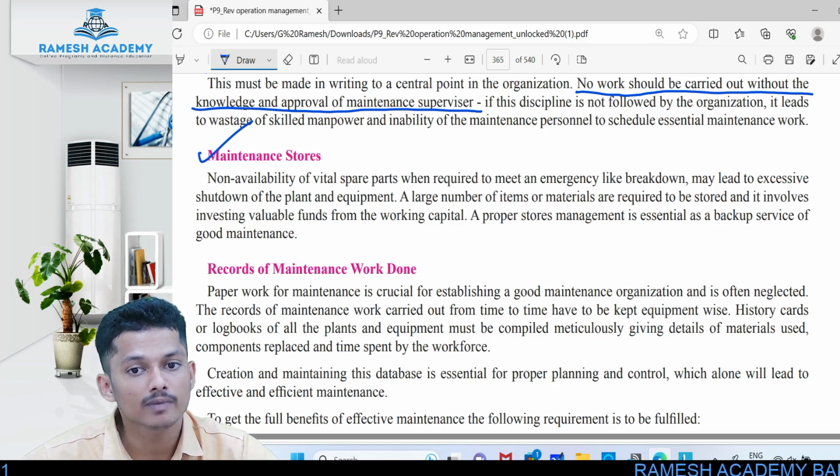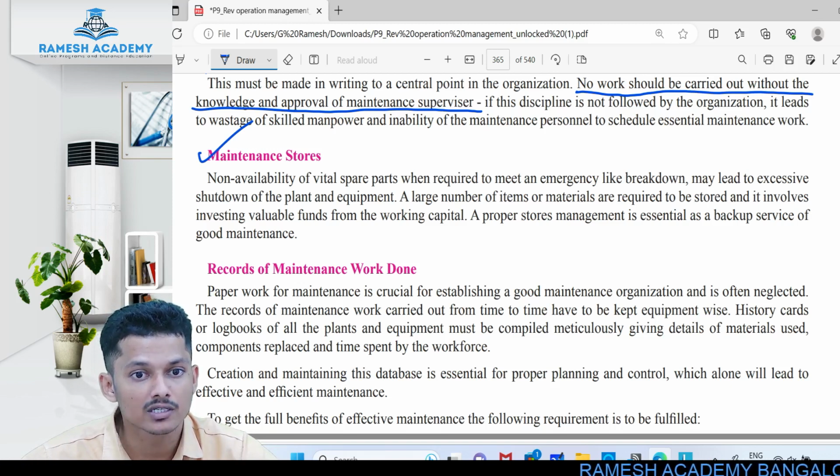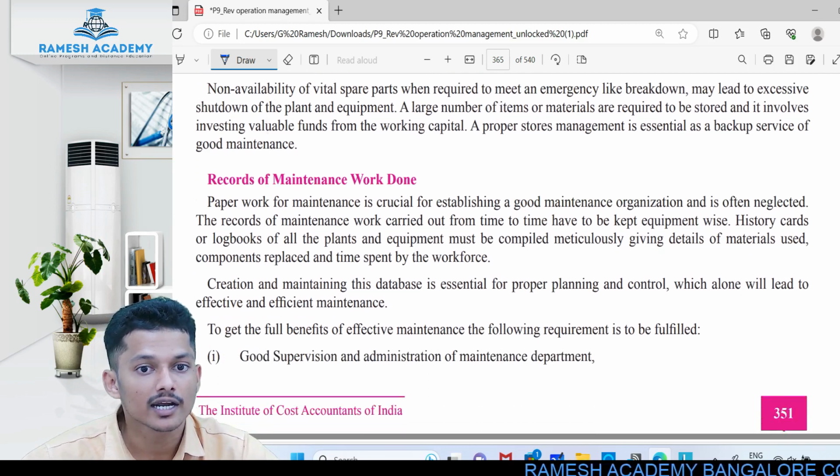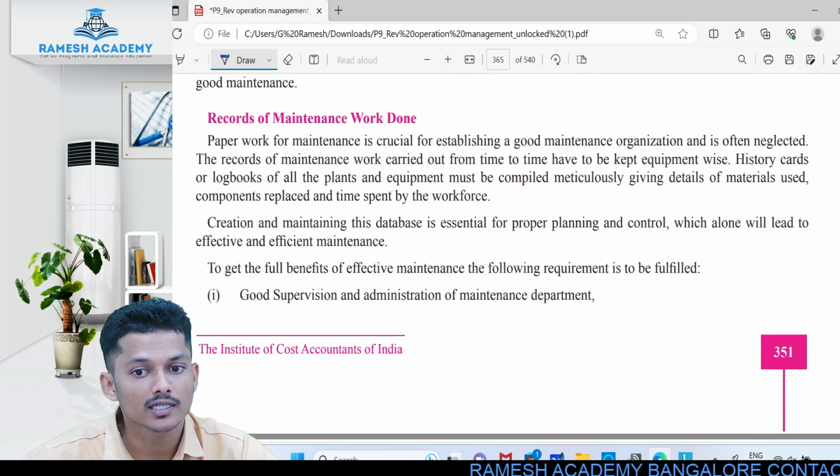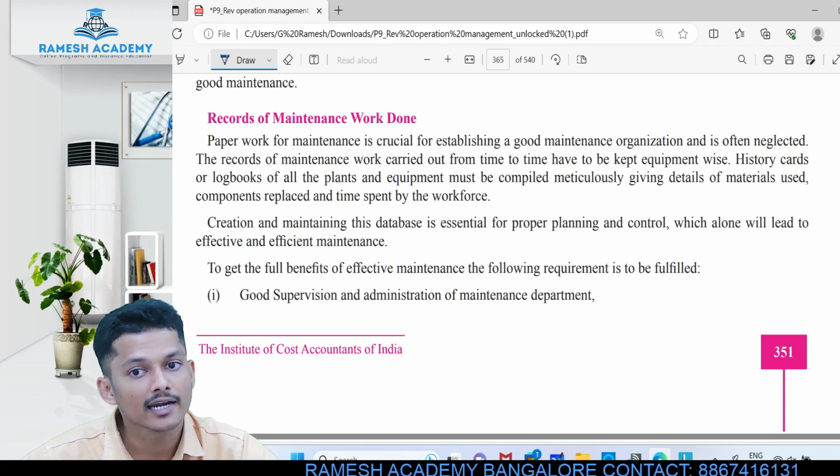A proper stores management is essential as a backup service and a good maintenance. Okay, records of maintenance work done. So what are the records? See here. Paperwork for maintenance is crucial for establishing a good maintenance organization and is often neglected.